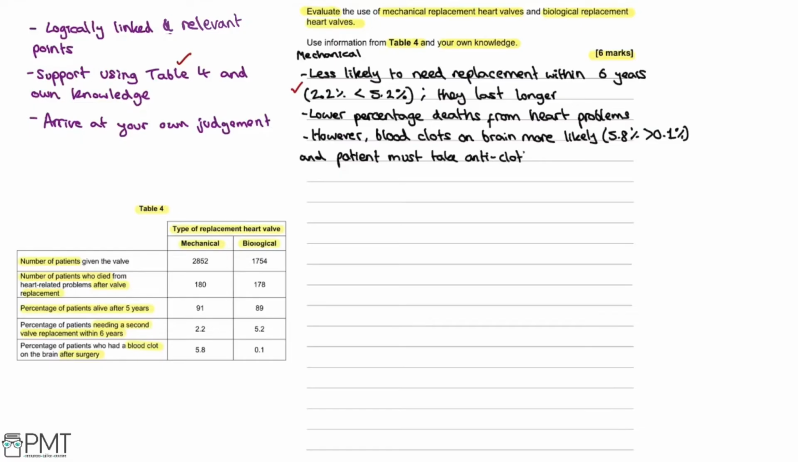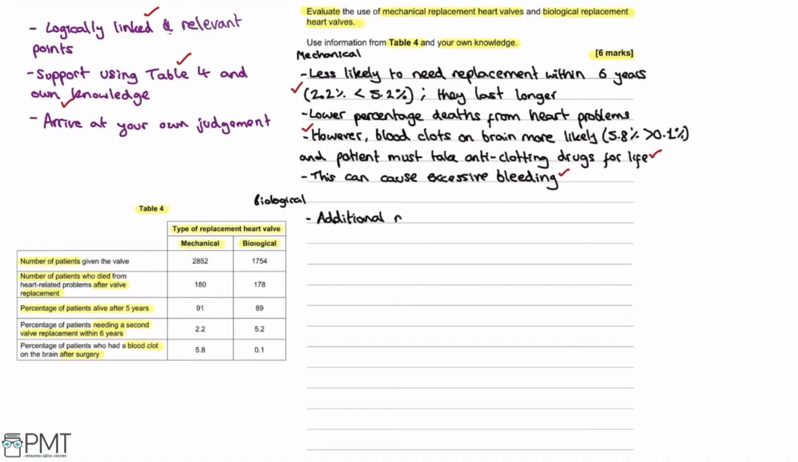So if the patient is likely to have blood clots, they're going to have to take some anti-clotting medication, and this is likely going to be the case for the rest of their life. So that gets you your own knowledge points for that argument. If you want to take that even further, you can then talk about some of the side effects of the medication. So if they're taking anti-clotting medication, it can make their blood thinner, and that makes them more prone to excessive bleeding and hemorrhaging. In terms of the biological valve, there isn't any additional medication that's needed, so that is an advantage in comparison to the mechanical valve.